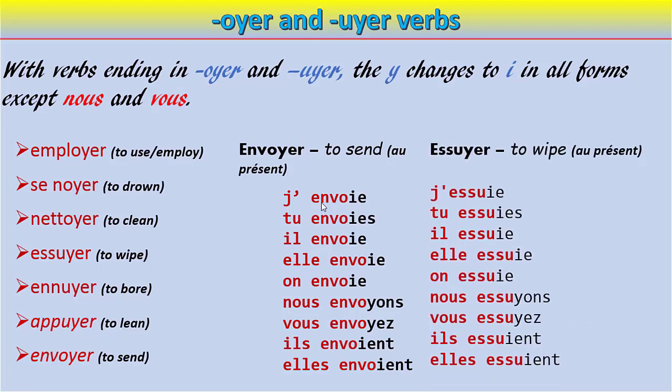Now let us look at another verb, essuyer, which means to wipe, au présent de l'indicatif. J'essuie, tu essuies, il essuie, elle essuie, on essuie, nous essuyons, vous essuyez, ils essuient, elles essuient.